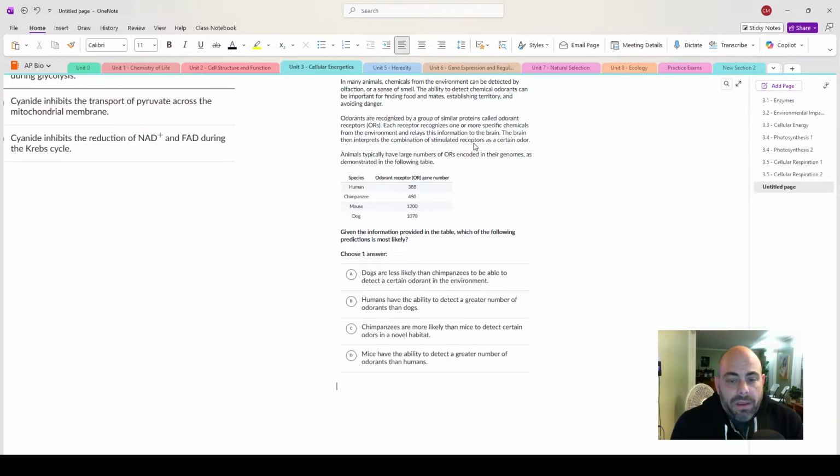Well, my guess is that mice and dogs are going to need their sense of smell more than the other animals. Let's look. Dogs are less likely than chimpanzees to be able to detect. No, they're not. Humans have the ability to detect a greater number. They just don't. Chimpanzees are more likely to than mice. They're not. D is the correct answer, even if we don't read it, because A, B, and C are wrong. But let's go read D and make sure. Mice have the ability to detect greater.